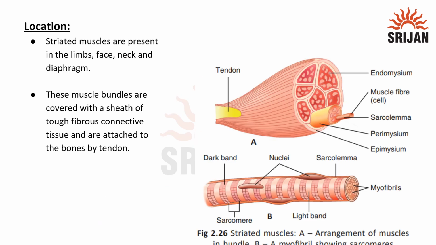Let's take a look at the location of these muscles. Striated muscles are present in the limbs, face, neck and diaphragm. All these are under our control. Hence the striated muscles are present over here, and that is the reason we say that these are voluntary muscles also. And this muscle bundle, can you see over here this thing? This muscle bundle is covered with a very tough and fibrous tissue, and it is attached to bones with the help of a thing called tendon. And we know what a tendon is. Tendon is the thing which connects the bone to the muscle.